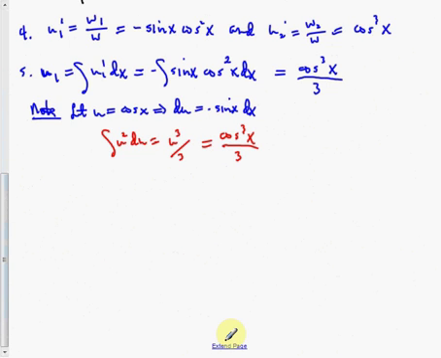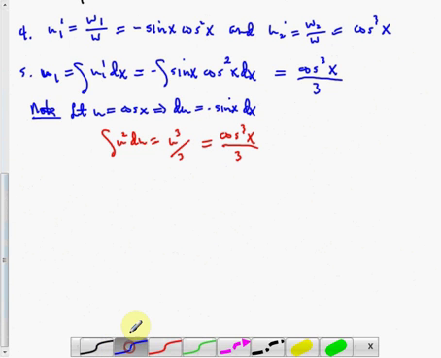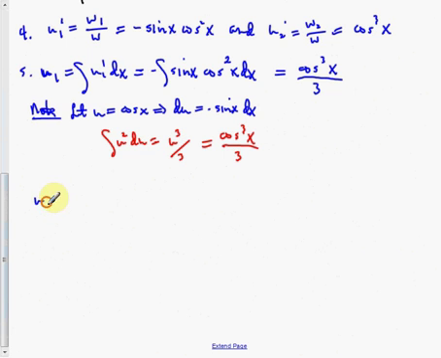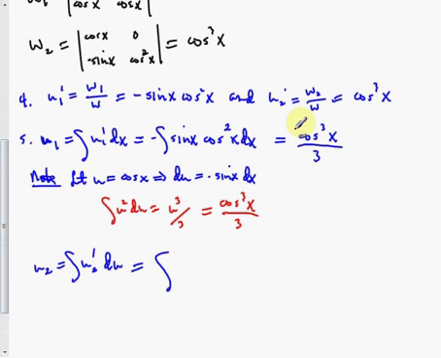All right. Let's look at the other one, u sub 2 prime. So u sub 2 prime is the integral. U sub 2 itself is the integral of u sub 2 prime du. So this is the integral of cosine cube x dx.